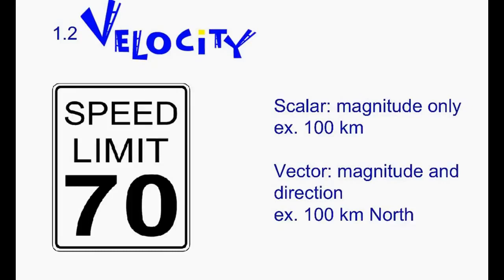And I also posted a picture of a speed limit sign, so a speed limit of 70. So my question is, first of all, what's the difference? What's the difference between speed and velocity and things like that? So before we get to that, let's just go through a couple of quick definitions.